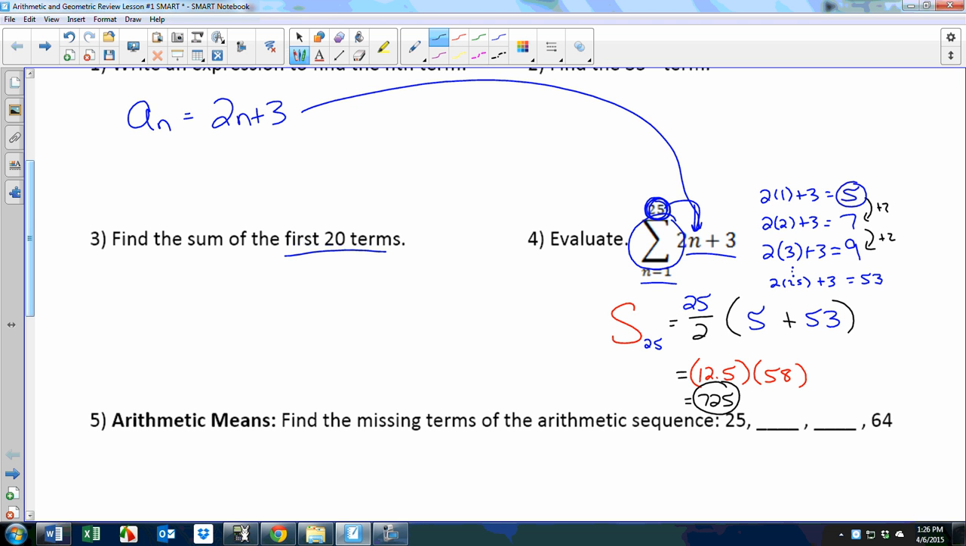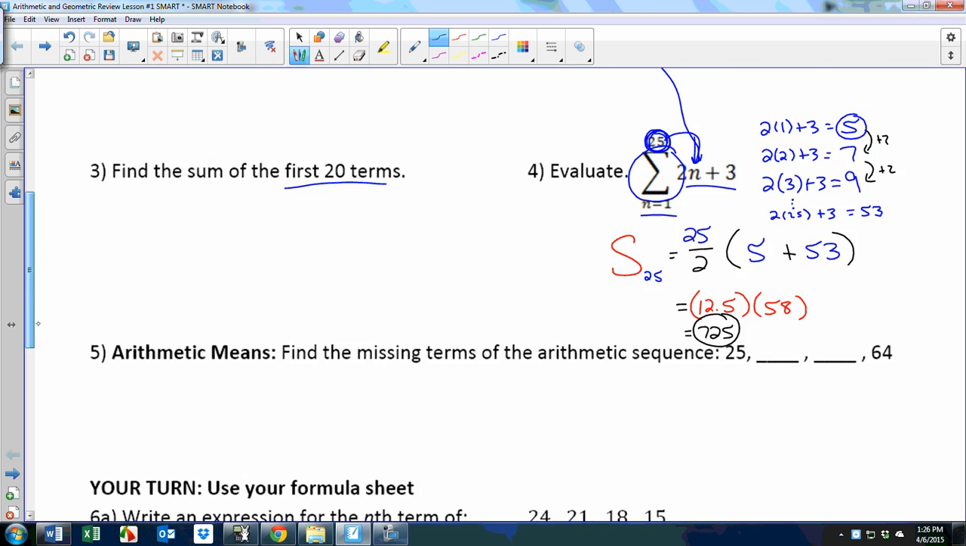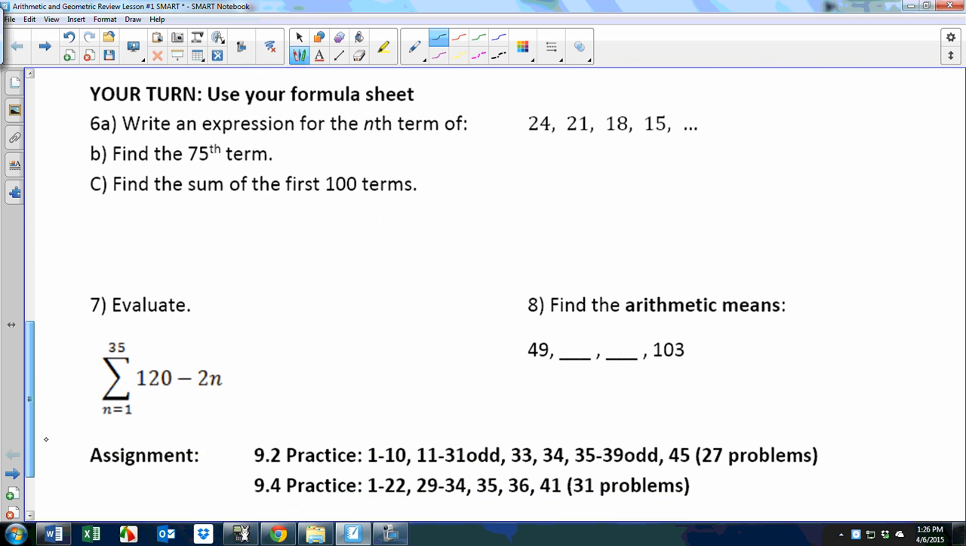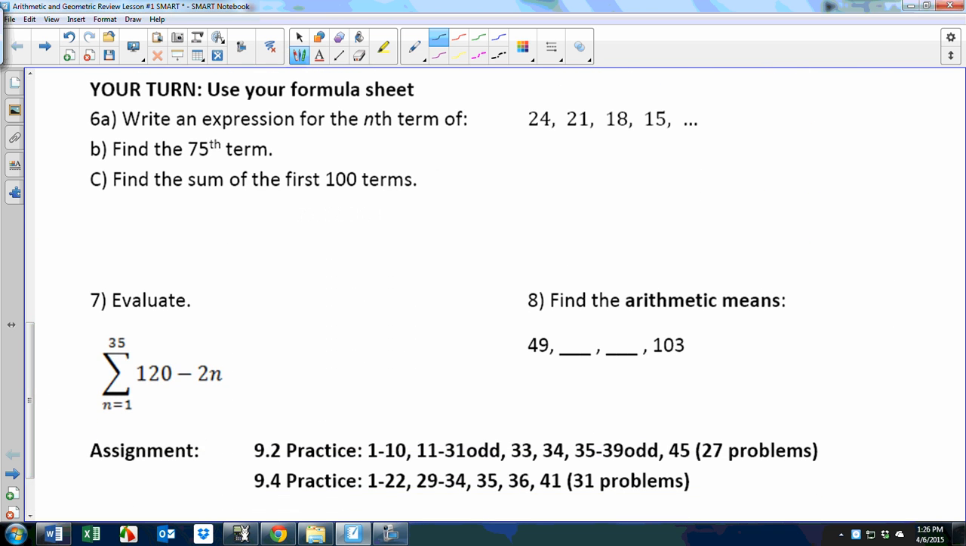All right, so that's got the notes covered. We've got some practice problems down here at the bottom, a your turn, that you are basically going to do everything we just did with new numbers. And then the homework is listed at the bottom, and the substitute will have your worksheets for those problems.